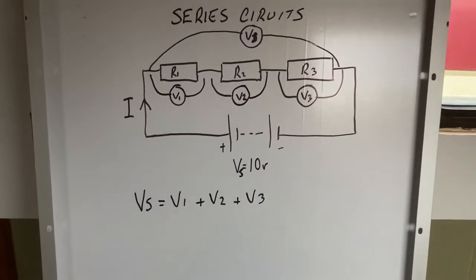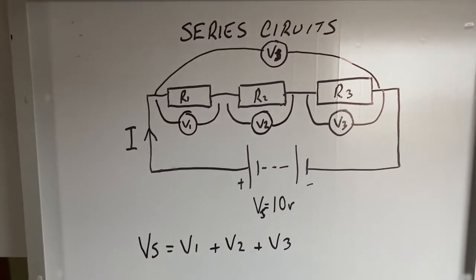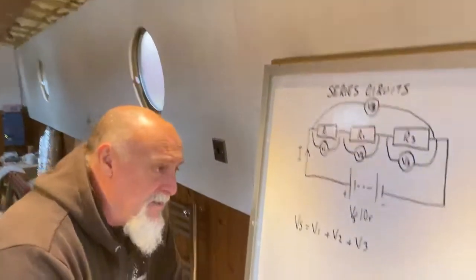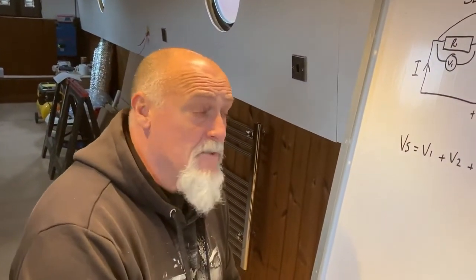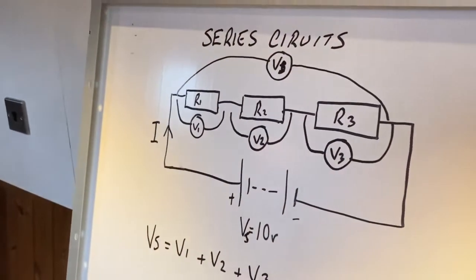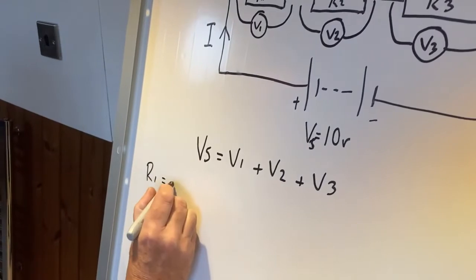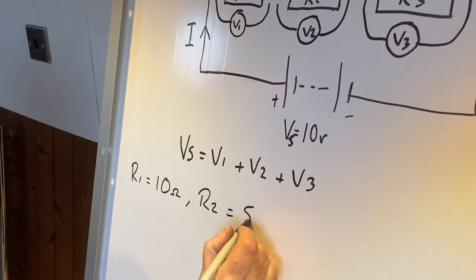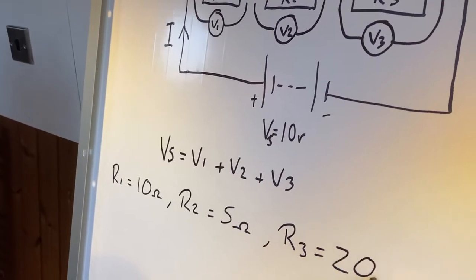So let's try and figure out what's going on, see if I can do an example to understand what is happening in a circuit like this. Okay, so I'm going to drop down a little bit on my old knees. Let's do a bit of an example to see if we can make some sense of what's going on. So let's look at some values for R1, R2, R3. So R1 equals 10 ohms, R2 equals 5 ohms, and R3 equals 20 ohms.